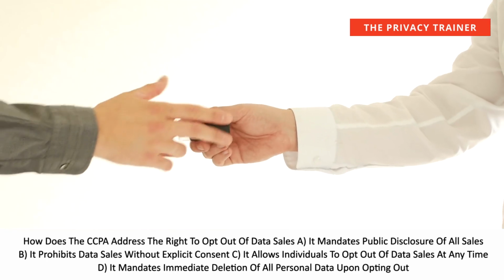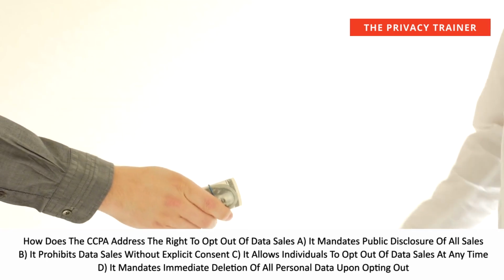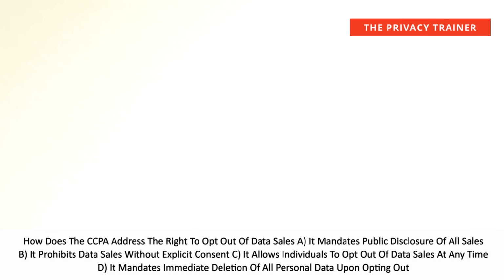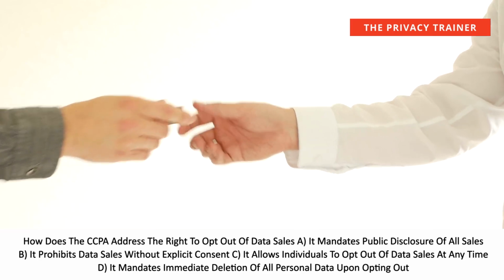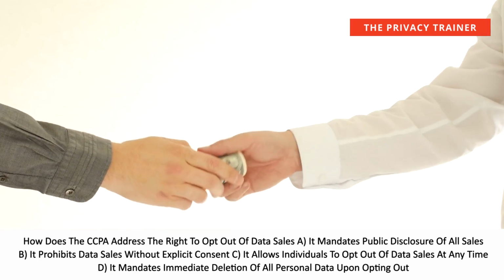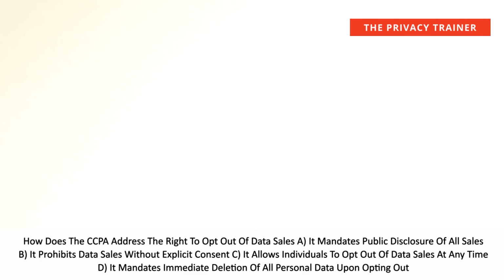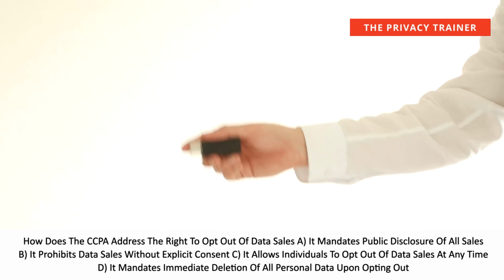How does the CCPA address the right to opt out of data sales? A. It mandates public disclosure of all sales. B. It prohibits data sales without explicit consent. C. It allows individuals to opt out of data sales at any time. D. It mandates immediate deletion of all personal data upon opting out.